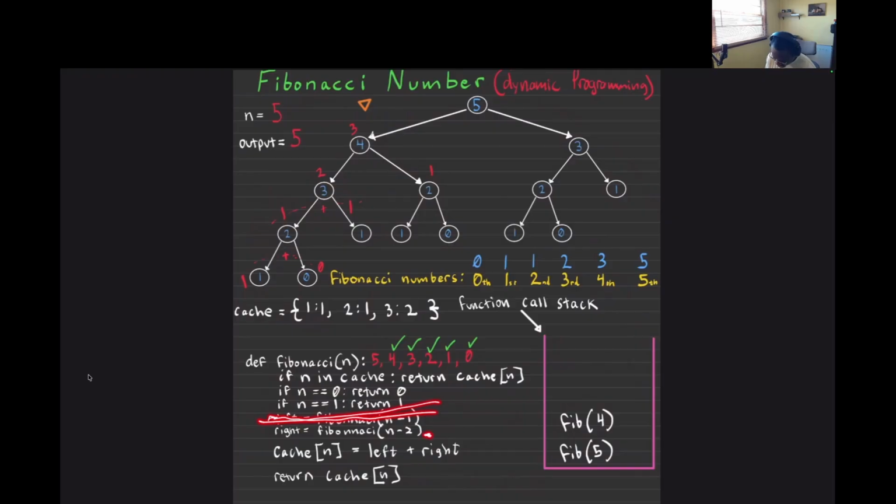So now we go to the right call, which means I can now delete this from the call stack. And the right call is equal to n of Fibonacci minus 2, right? So we're gonna put onto our call stack fib of 3. Okay, so now we have a 3 in here. We are inside of the recursive call again, and we immediately say, okay, if n is in the cache, return cache of n. So fib of 3, is that in the cache? It is, right, with the value of 2, so we're gonna return a 2.